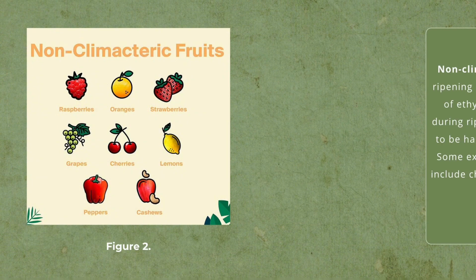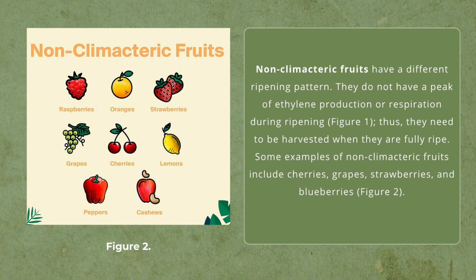In non-climacteric fruits, these are fruits that have a different ripening pattern. They do not have a peak of ethylene production or respiration during ripening. Thus, they need to be harvested when they are fully ripe. Some examples are raspberries, oranges, strawberries, grapes, cherries, lemons, peppers, and cashews.